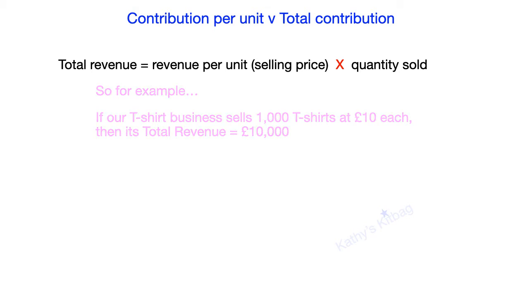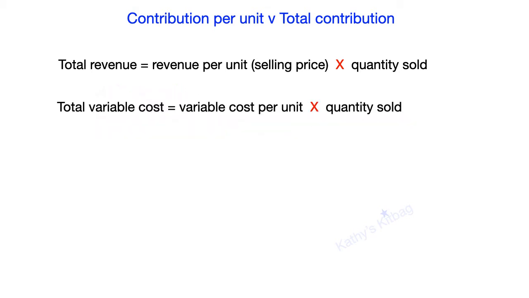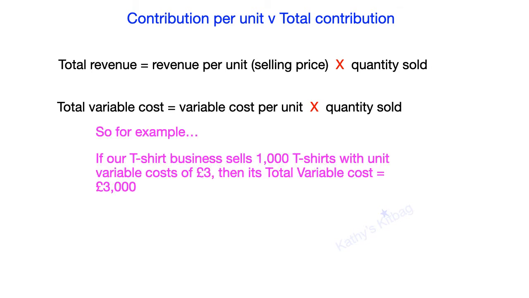We've also come across this transition between variable cost per unit and total variable cost, and it's exactly the same thing. To get to the total variable cost, we're looking at the unit variable cost and we're timesing it by quantity. So another example, with our t-shirt business still selling 1,000 t-shirts, if its unit variable cost, so the cost per item, is £3, then its total variable cost is just £3,000.